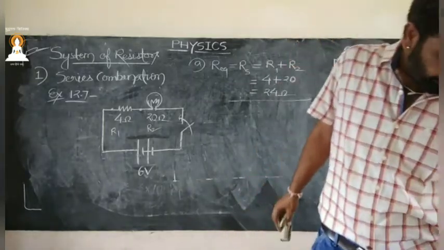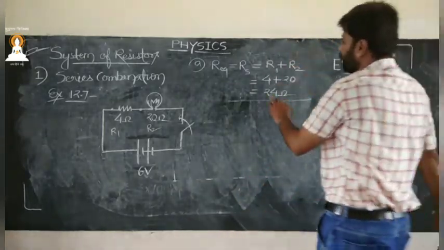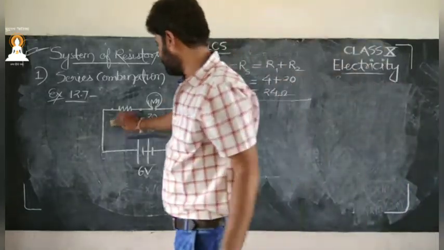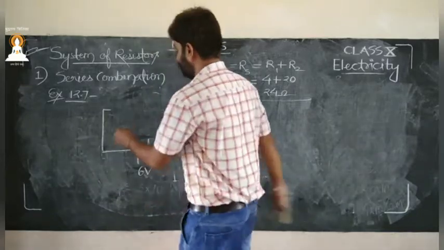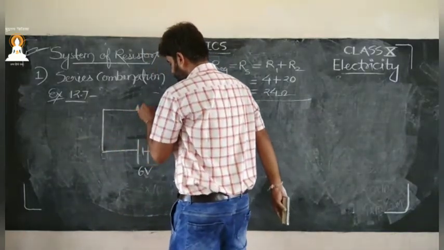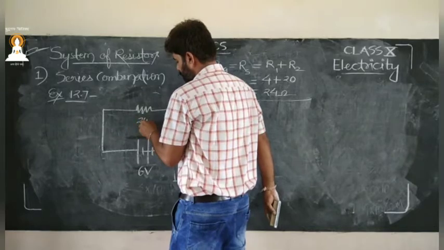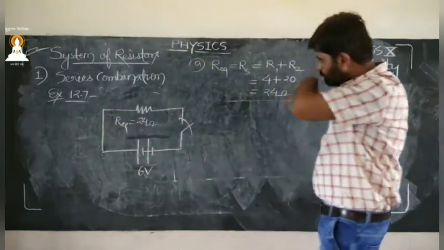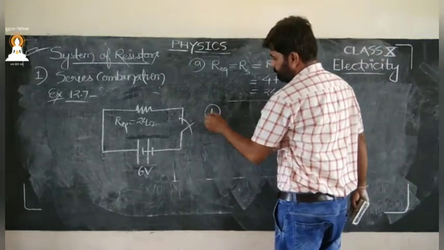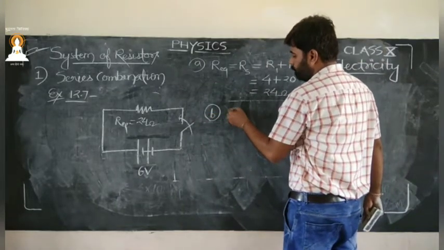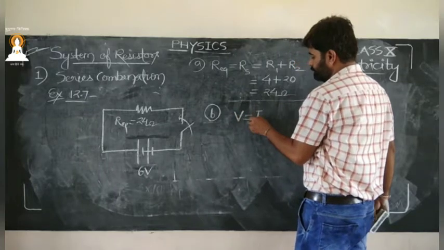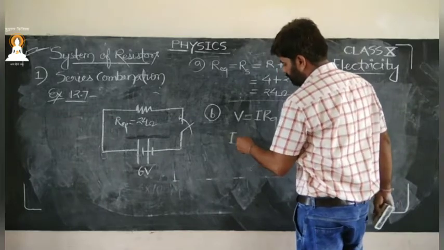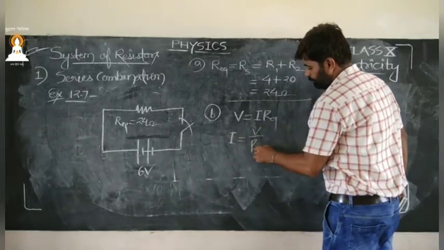Now second part, the current through the circuit. Now see, total resistance we are having is 24. So I will replace these two resistances by a single one, and that single one will be 24 ohm. That is our equivalent. Then we are asking for the current. Applying Ohm's law, V is equal to I into R equivalent. Now current I will be equal to V upon R equivalent.